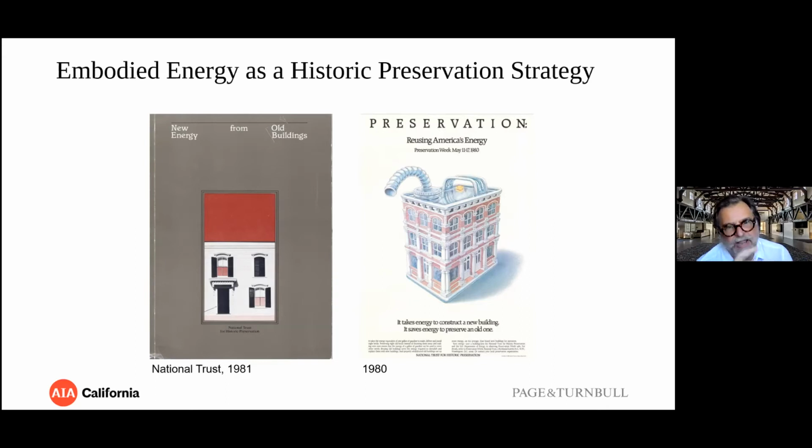But the National Trust for Historic Preservation saw this and decided to focus on the concept of embodied energy as a preservation strategy. So on the right is the poster from the National Trust annual conference, where they talked about reusing America's energy in the form of buildings. And they also did a publication, New Energy from Old Buildings, which had articles and applications for how to use embodied energy as a strategy for compelling people to save buildings.